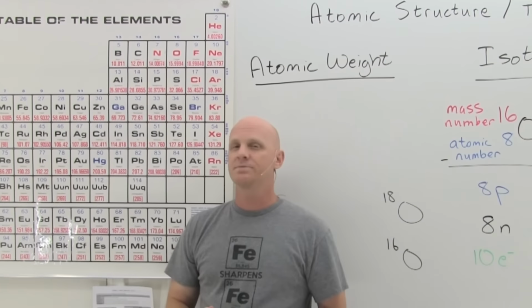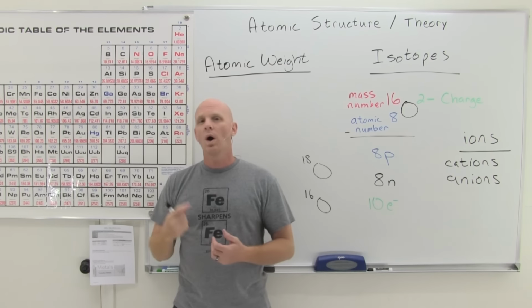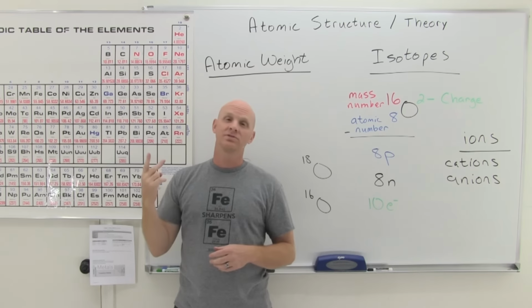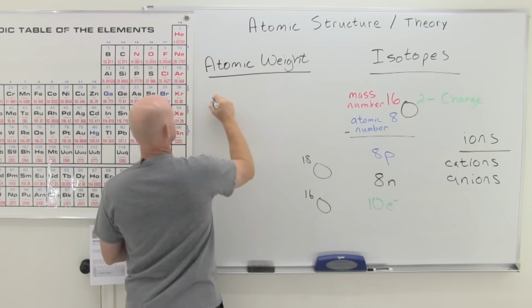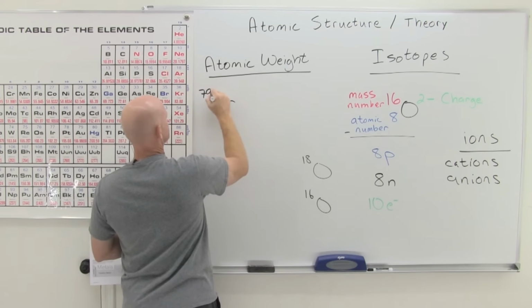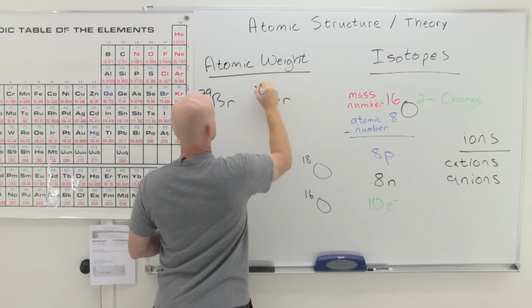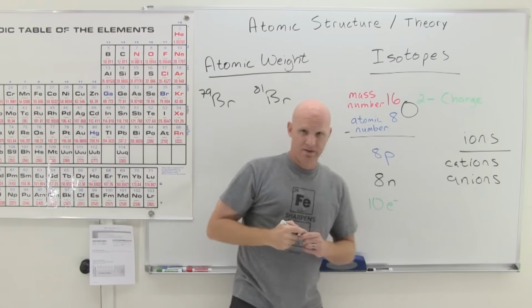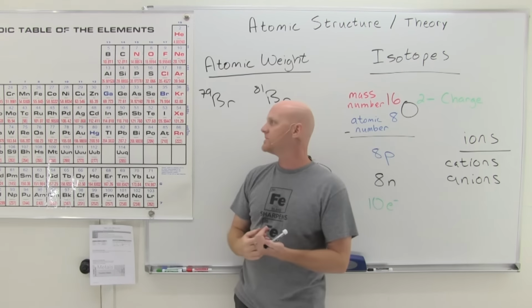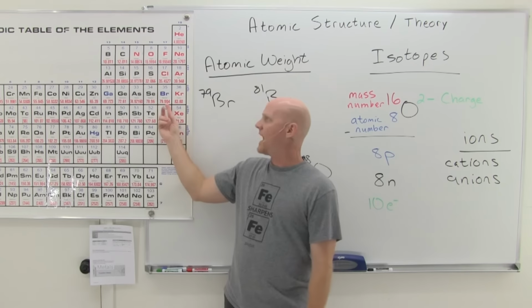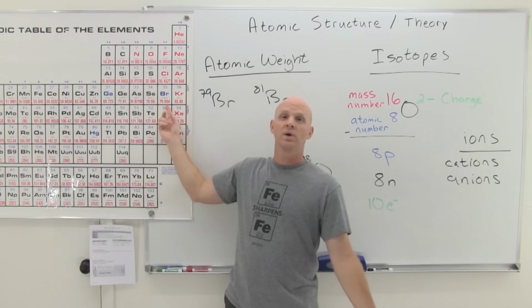So bromine's kind of an exception. Instead of having one major isotope, it turns out bromine has two major isotopes, and they're bromine 79 and bromine 81. And it turns out it's almost exactly 50-50. And because it's almost exactly 50-50, that's why the average comes out almost exactly halfway in between at 80.